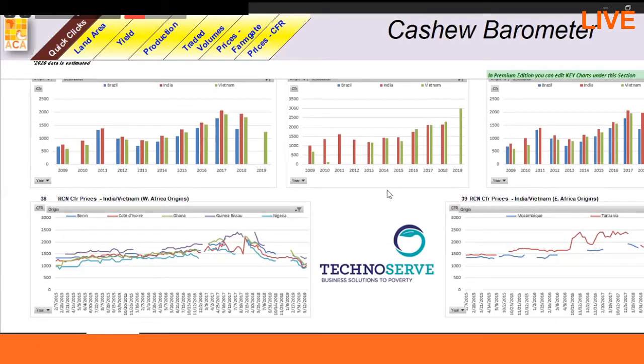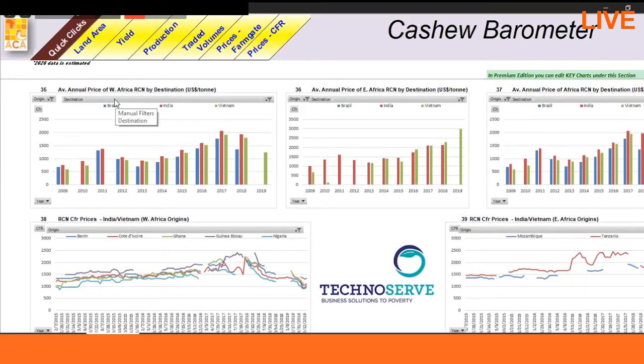The last set of charts also gives the information on the annual prices of RCN by destination, whether to Brazil or India or Vietnam, in terms of average prices to West African countries, and then also to East African countries, and then we also have the average here. And then finally, we are taking the Indian and Vietnam average and showing the CFR for RCN, also providing it on a weekly basis. So it's a lot of data, and it also gives us a very good trend on what is happening.